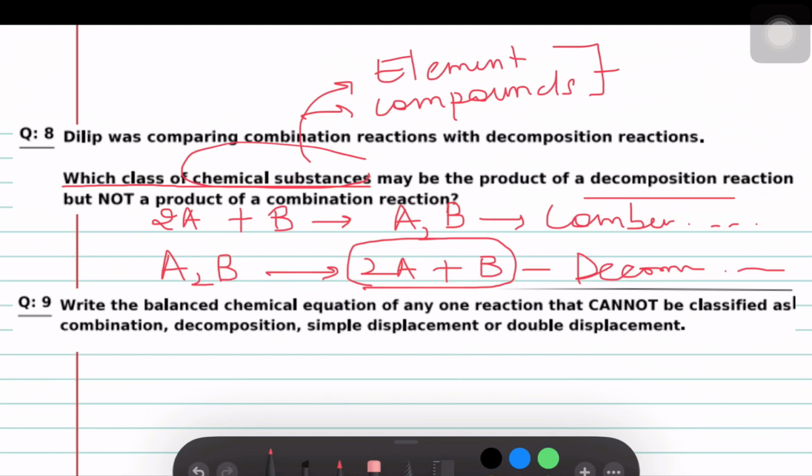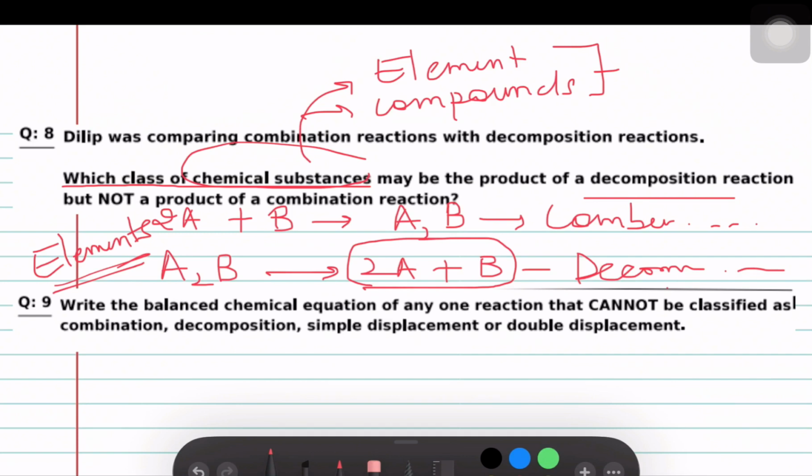A combination reaction by definition occurs when two simpler substances combine together to form a more complex substance. An element is not a complex substance, it's the simplest of substances, right? Therefore, the answer is element. Elements can be a product of decomposition but definitely not a product of combination reaction.